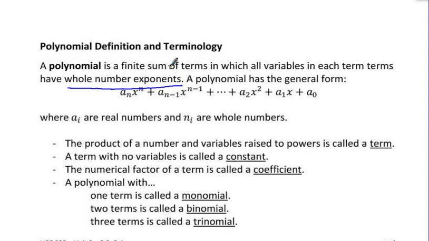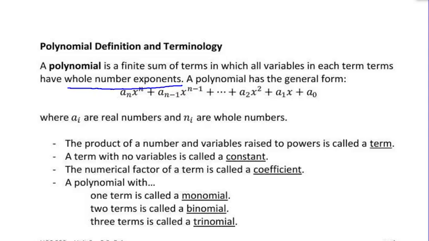The a sub i are real numbers, and the n sub whatever are whole numbers. That's important to know. So the exponents will be whole numbers, and the coefficients of the variable terms are going to be real. The product of a number and variables raised to powers is called a term. And you'll hear me use this vocabulary frequently throughout the lesson.